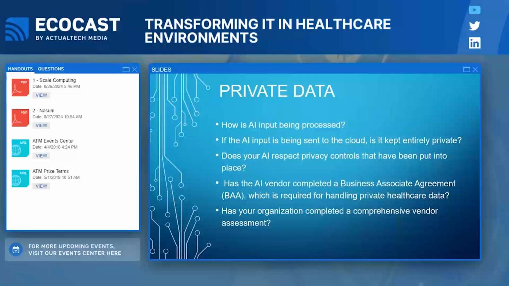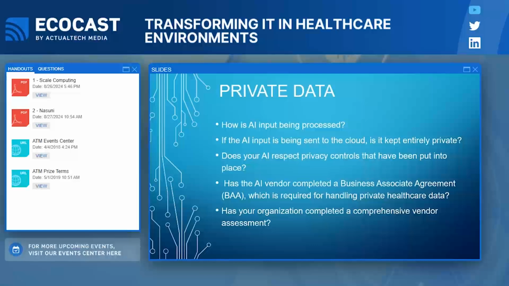Another thing to consider is, has the AI vendor completed a business associate agreement, or BAA, which is required for handling private healthcare data. So for those who might not be familiar with the concept of a business associate agreement, the idea is that healthcare organizations, just like any other company out there, tend to rely on outside vendors for certain things. And if that outside vendor is going to be handling data that contains private healthcare information, well, they have to complete a business associate agreement, basically saying that they're going to follow all of the HIPAA requirements and not put that data at risk.